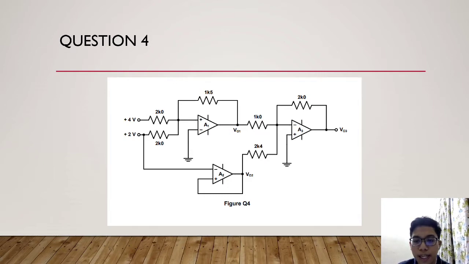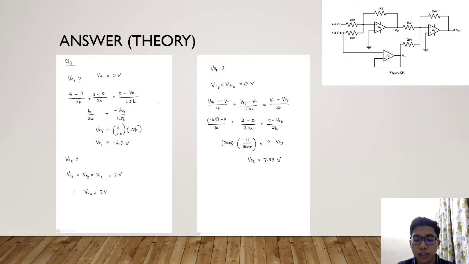Alright, so this is the last question, which is question 4. The question requires us to find the value of V output 1, V output 2, and V output 3. So how do we get that? This is the answer in a theory or calculation method. First, we have to find the value of V output 1. So how do we find that?